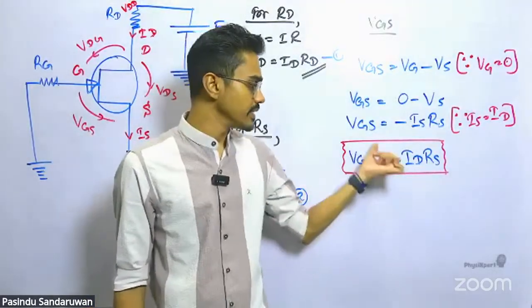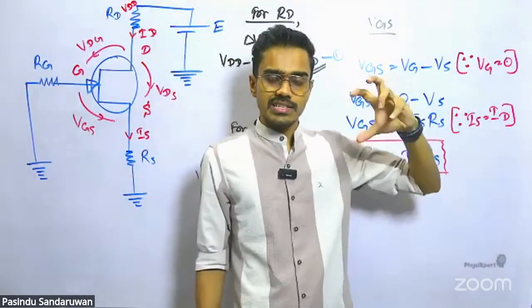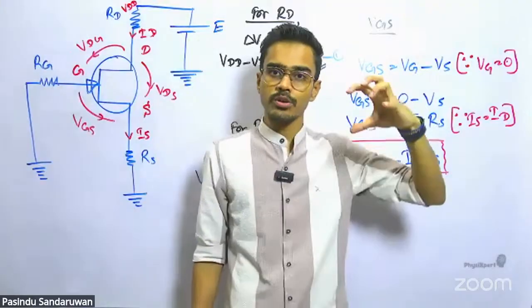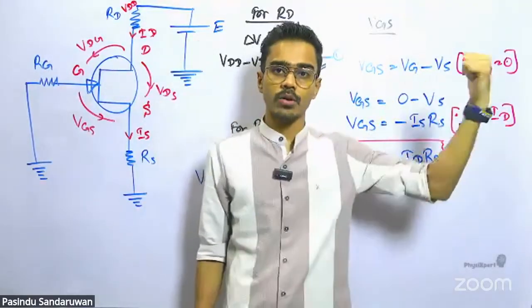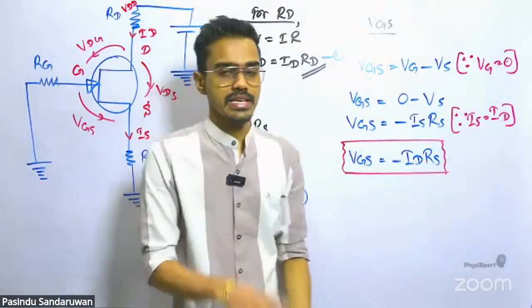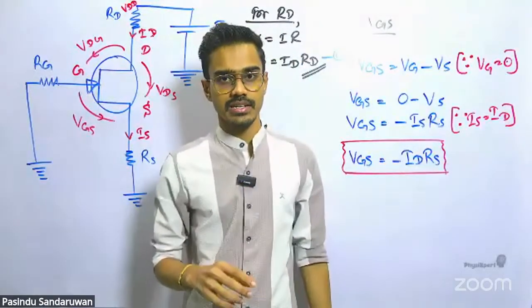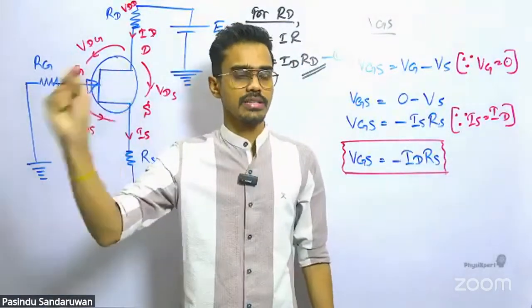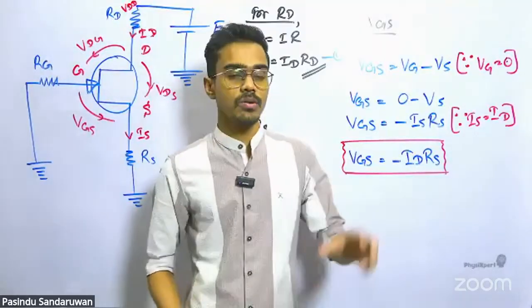Now, this equation is for VGS. This transistor, this instrument, is going to be controlled using VGS. That's why it is called a voltage control device. In the references, that's why we discussed it as a voltage control device.